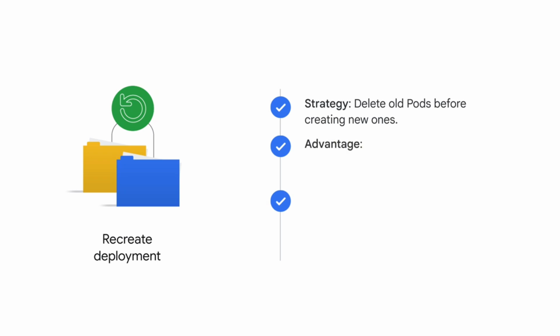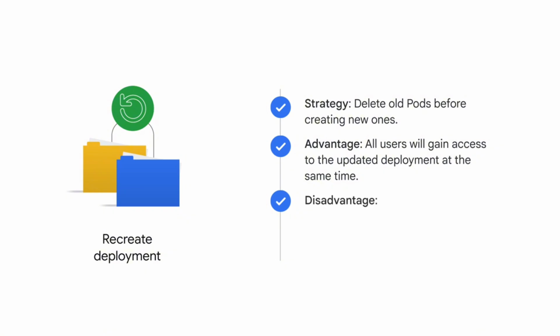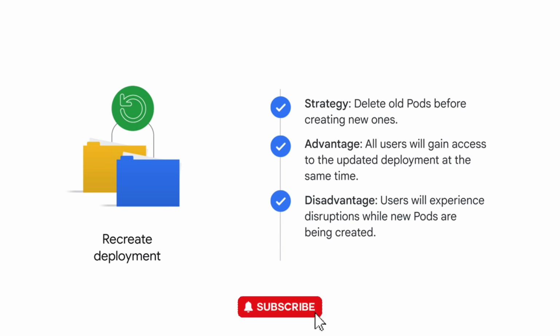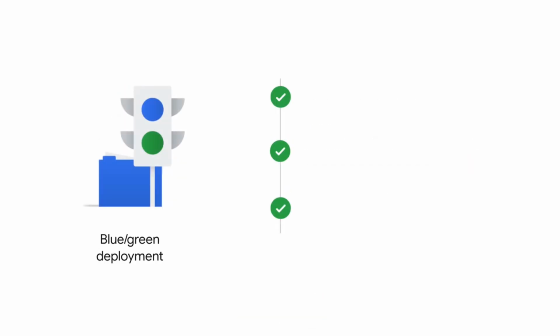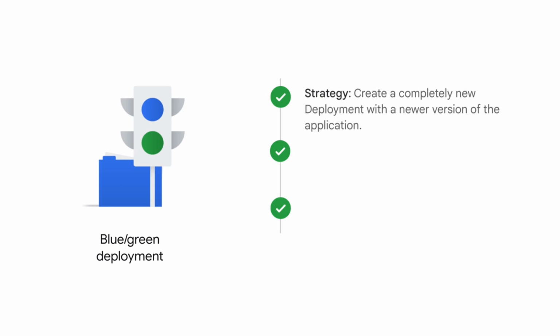The advantage of this strategy is that once the new pods are available, all users will gain access to the updated deployment at the same time. The disadvantage is that because all pods won't be instantly available, users will experience disruptions while new pods are being created. Another option is to use the blue-green deployment strategy. This strategy is to create a completely new deployment with a newer version of the application.